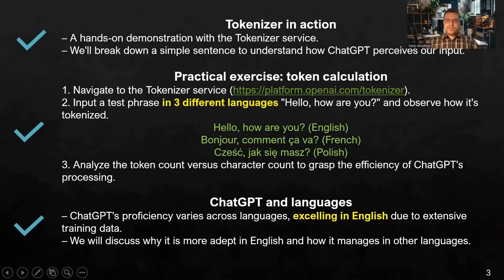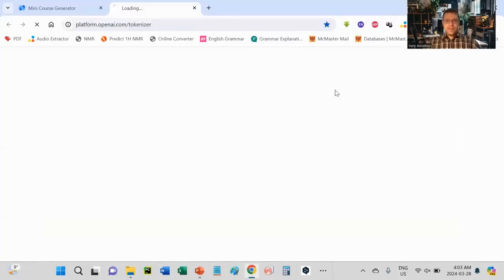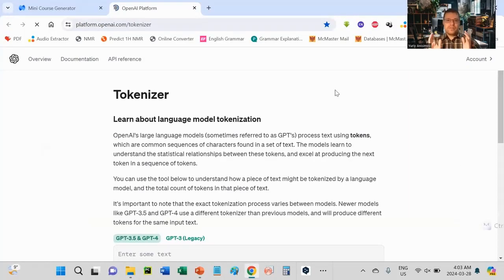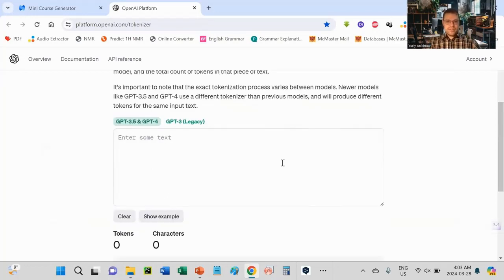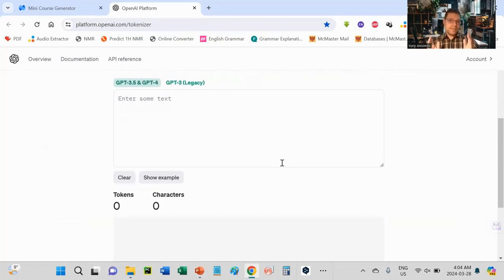So let's first start with Tokenizer. This is a service available on the OpenAI platform without any registration, and we are gonna do a little experiment with it. First, what is actually a token? A token is the smallest unit of information that ChatGPT can work with. Basically, ChatGPT breaks down words into these smallest units, tokens. Let's see how it breaks them down. So let's make this experiment.